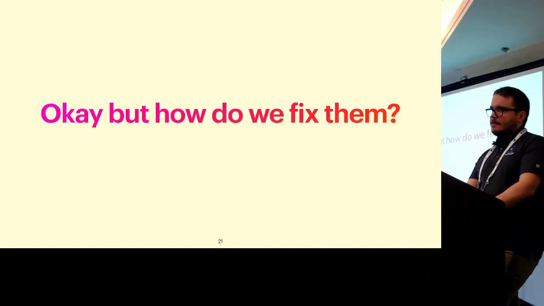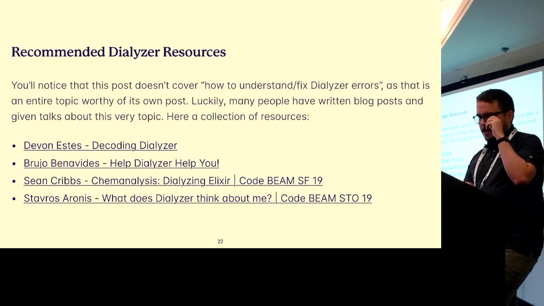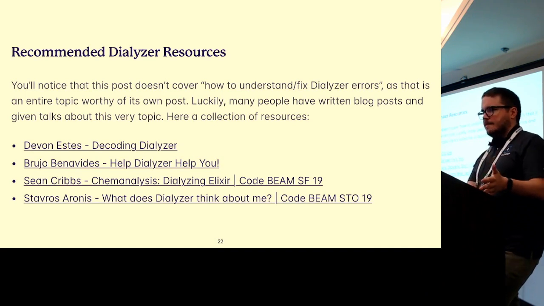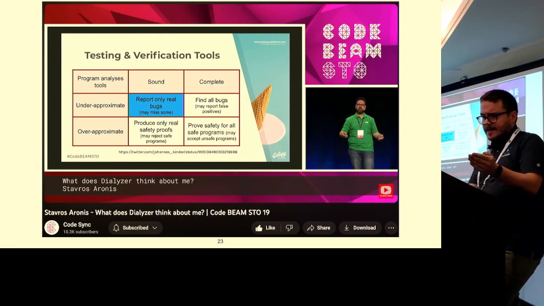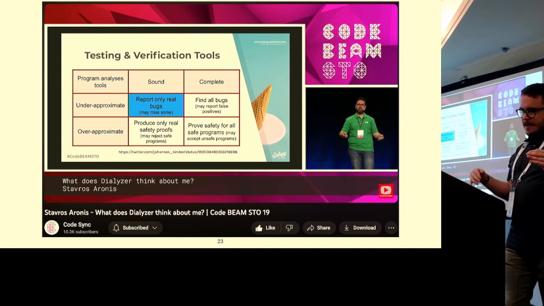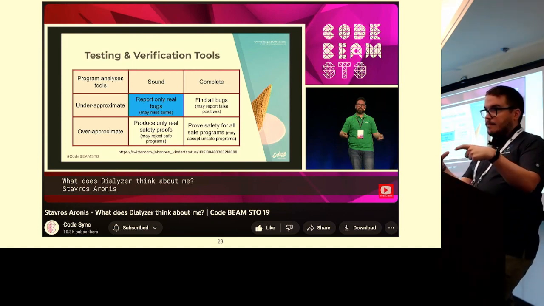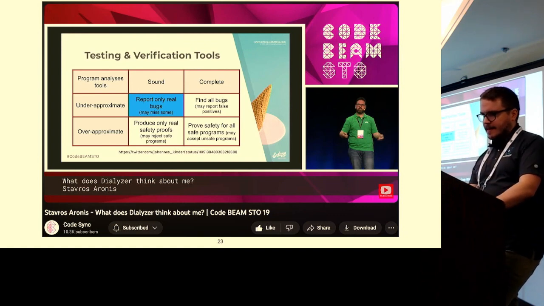How do we actually fix the errors though? This is a somewhat larger topic. In the blog post, I link to several Dialyzer resources that I frequently refer back to, two blog posts and two talks, basically summarizing that Dialyzer errors can be a little tricky to figure out, especially if you're new to either Erlang or Elixir. So some of these resources go over it a bit. I particularly like Stavros's talk, "What does Dialyzer think of me?", where he points out the different types of testing and verification tools and whether or not they're complete, and everything that they report is an error versus potentially missing a few. He goes into the concept of success typing as well, which is very valuable for anyone trying to debug Dialyzer errors.